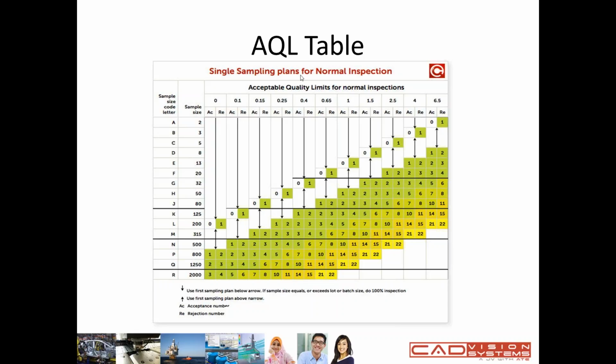Basically, this is how we use the AQL table. Someone working in QC or QA might already know this and be very familiar with these AQL tables. For someone who is not very familiar with AQL, I hope this webinar session can help you, and you might gain some knowledge about how to use the AQL table.